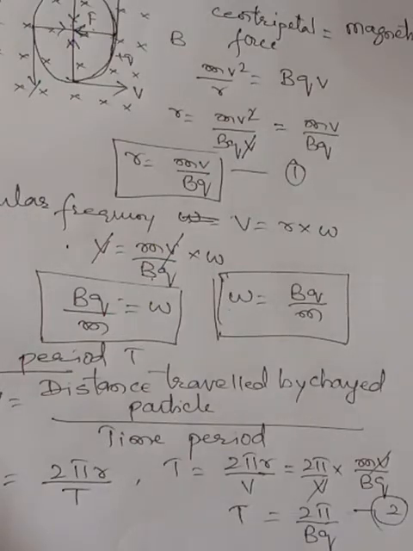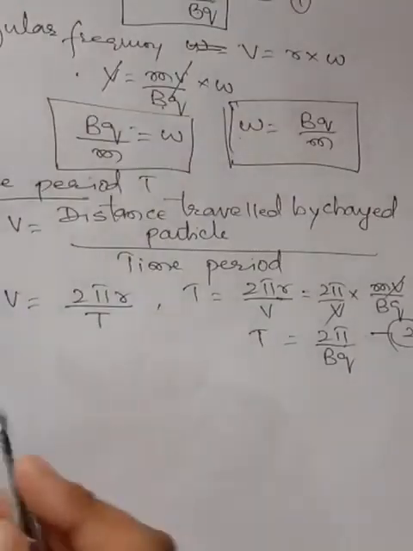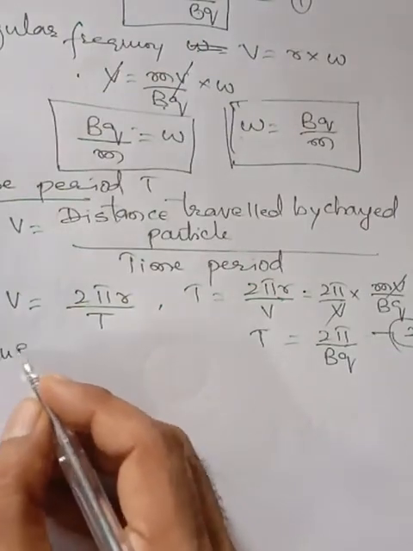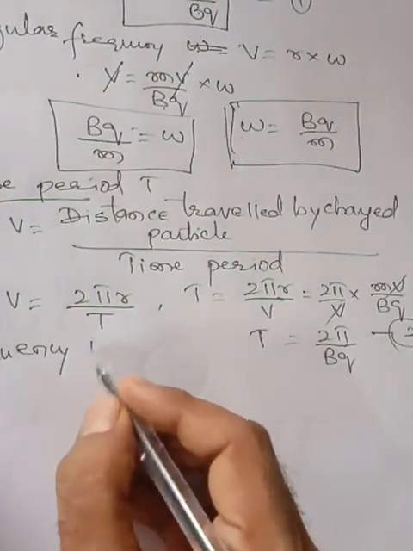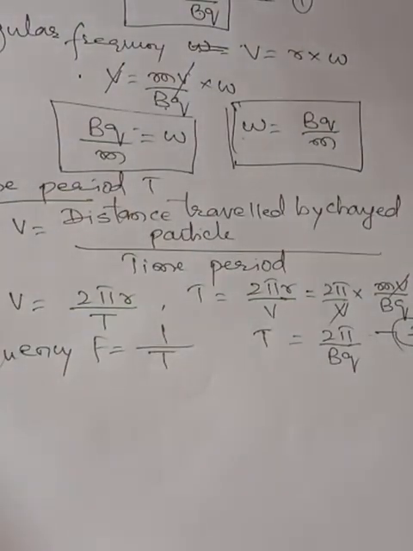now if you have to calculate the frequency of the charged particle moving in the magnetic field, it is given by what? Frequency is the number of cycles completed by the charged particle in 1 second. In 1 second, how many cycles are completed by the charged particle? That is called its frequency. So frequency will be written as what? Frequency f is given by 1 upon t. F is equal to 1 by t, time period.